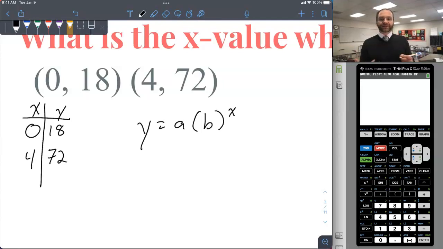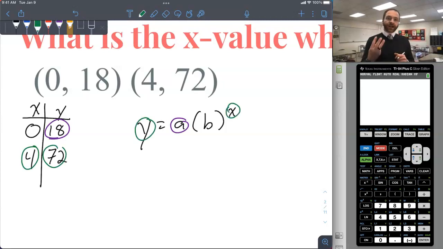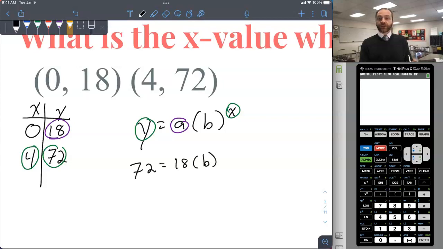And the problem is I don't know too much, you would think. I do know my 0 term. I can see that my 18 is my a value. That's good news. But I don't know my base. But I do know an x and I do know a y. So I know 3 out of the 4 variables, which means I can solve the equation. So I'm going to plug them in. I get 72 equals 18 times some base, we don't know, to the 4th power.